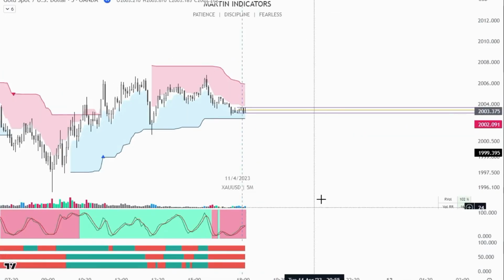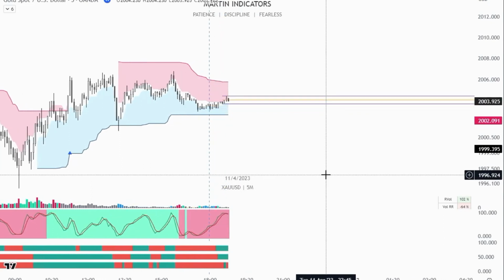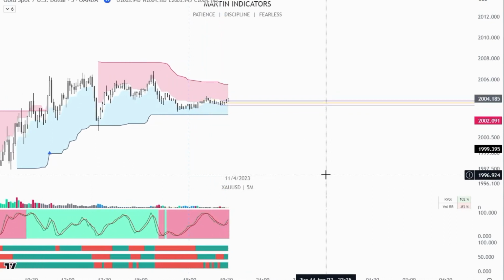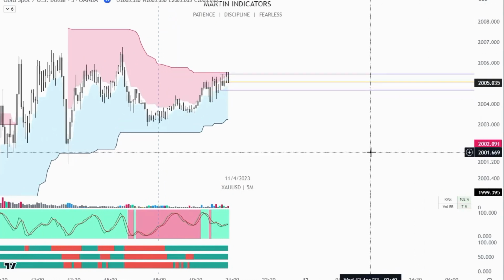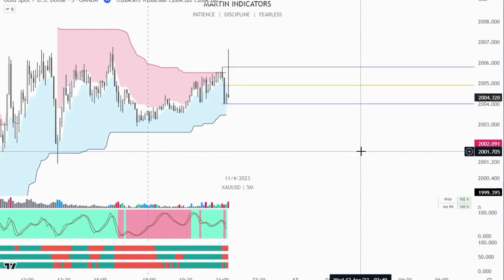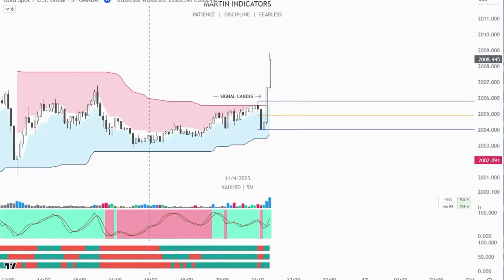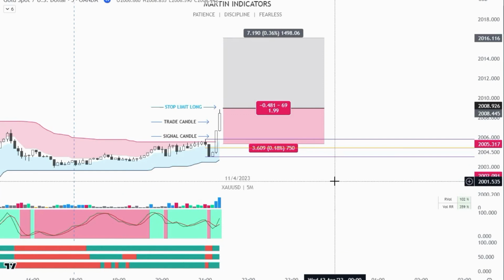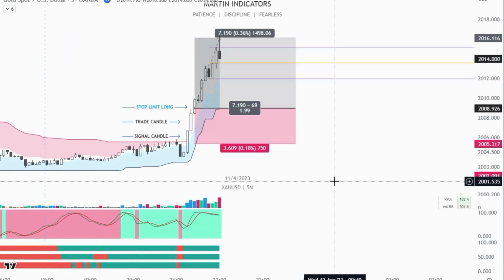Now quickly let's see one more example on gold. No trades when price is in between Martin Cloud. Just see how well the Martin Cloud top is working as dynamic strong resistance and also depicts the volatility in the price. Now we have a valid long signal candle followed by a strong trade candle, and go as per rule, placing stop limit long above the high of the trade candle and placing the trade as per rule.